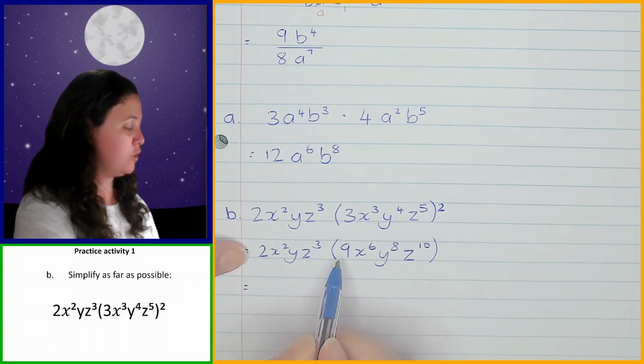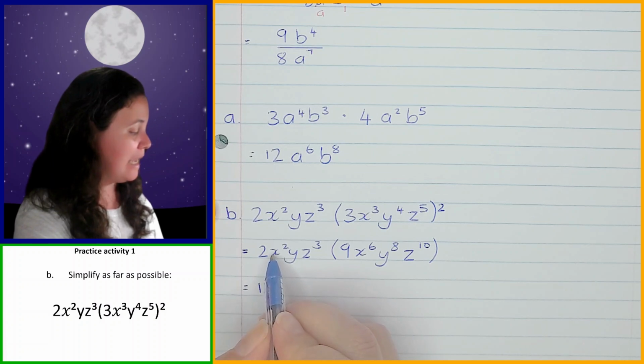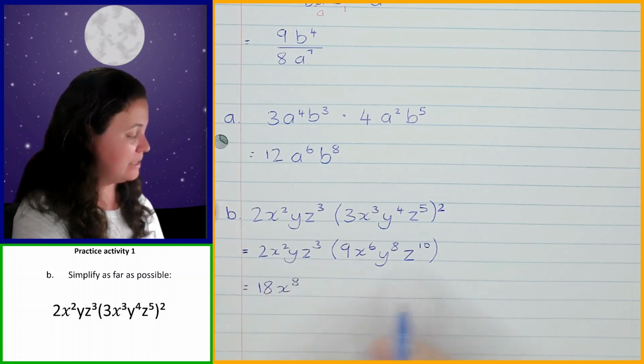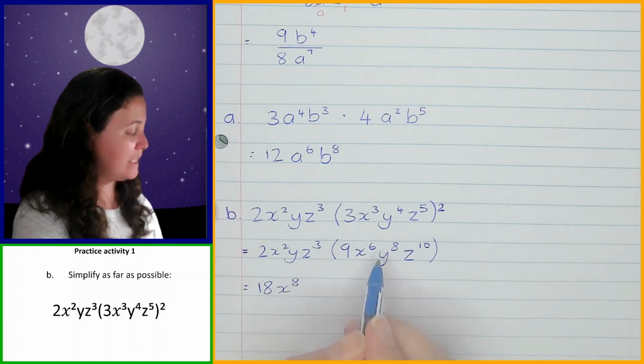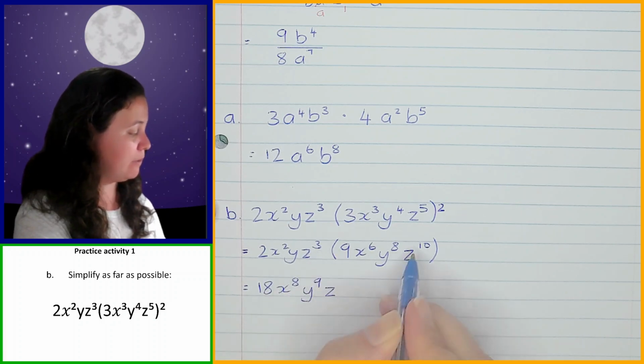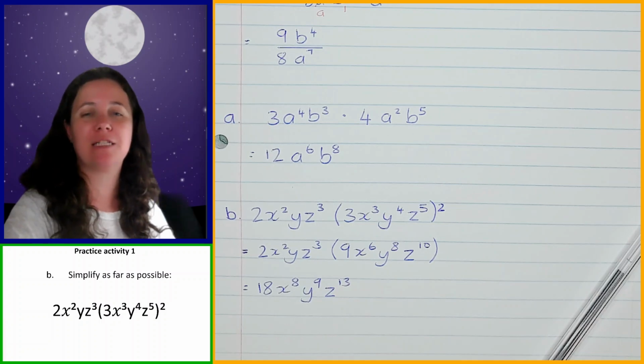So I've got my 2 times 9, that gives me 18. And then I do my x's. X squared times x to the power of 6 is x to the power of 8. Then my y's, I've got y times y to the power of 8. That's y to the power of 1 plus 8 is 9. And then z to the power of 3 plus 10 is 13. So that's what we should have got for question B. Right, let's go on to question C.